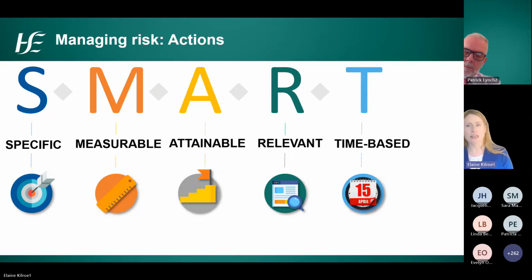It should be relevant. Again, we look to have actions that relate specifically to reducing the likelihood or impact of the risk that is being managed. Finally, time-based. Due to the many competing demands and limited resources, actions should have a set time for delivery in order that resources can be applied accordingly to those actions that may go beyond their deadline.